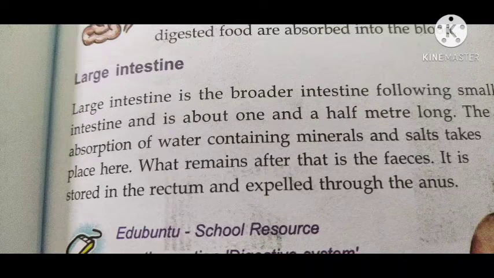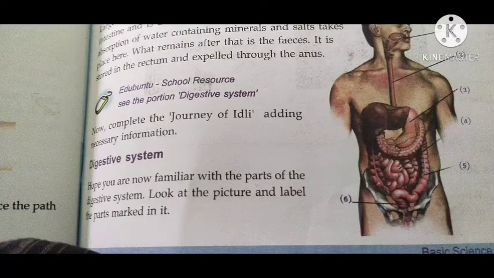Then water and minerals are absorbed here. Then the remaining solid waste materials, which is known as feces, is stored in the rectum and expelled through the anus. These are all about the digestive system in humans.